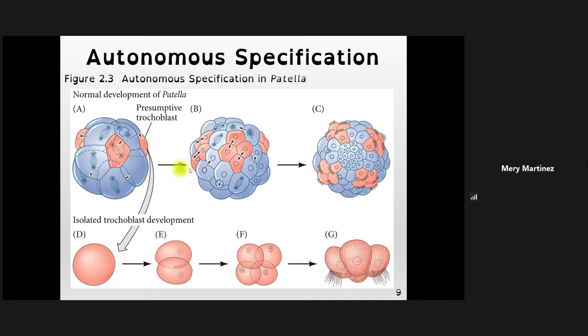So here is the normal development of Patella. Okay, and we have cells that are blue and cells that are pink. The colors are indicating what they are supposed to become something. And their position is very strategic in this embryo because it all depends on the pattern or segmentation.